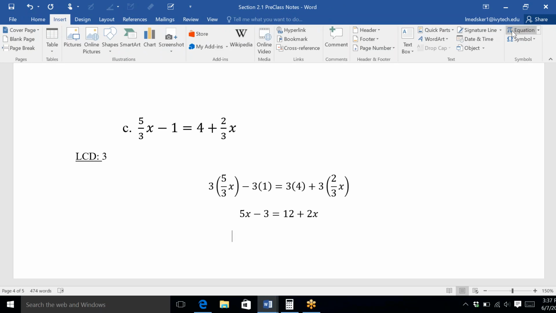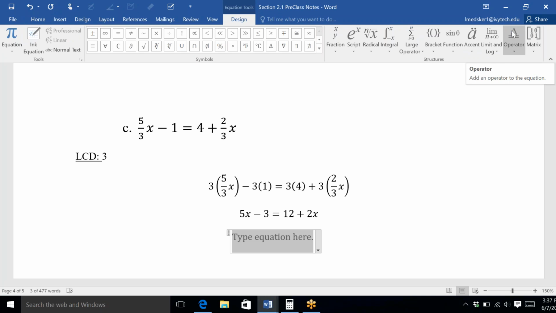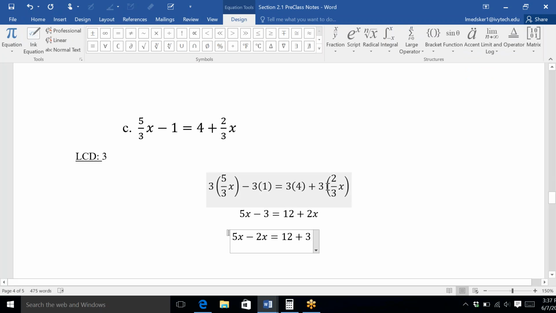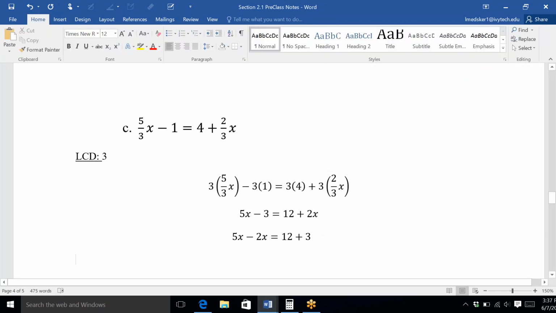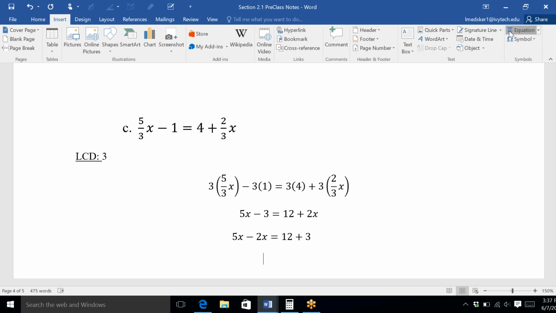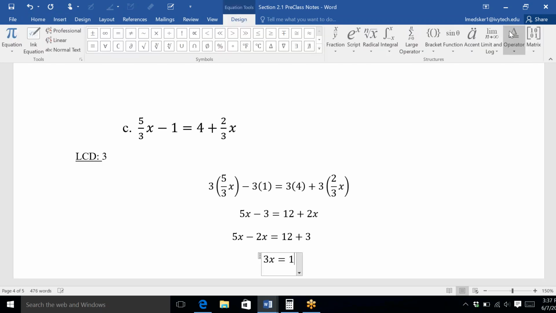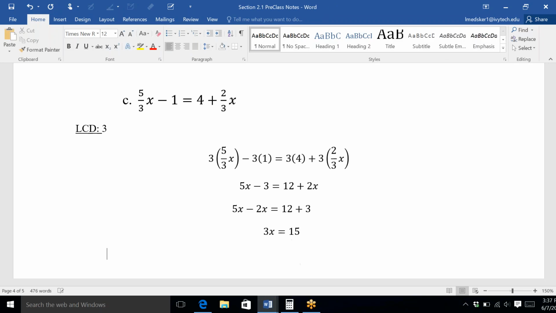So we need to get our x's and numbers on the same sides together. So I'm going to subtract over 2x, but I'm going to add over 3 because you do opposite operations. So 2x was positive, so to move it, it becomes negative. 3 was negative, so to remove it, it becomes positive. And then we get 3x on the left side equals 15 on the right side. And this one will divide evenly. When you divide by 3, you'll get x equals 5.